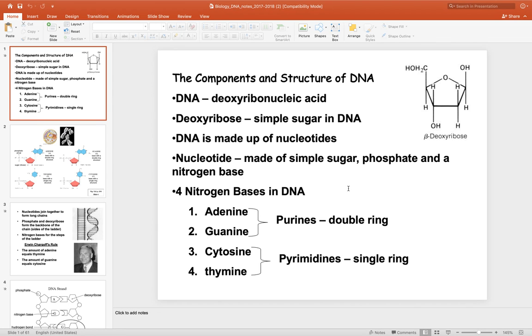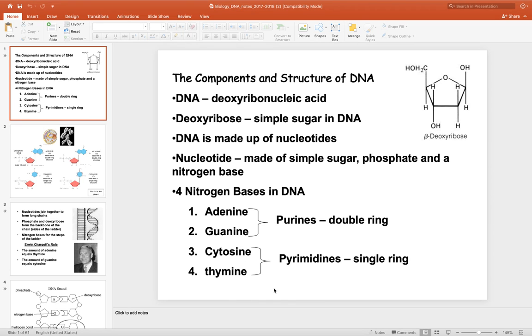In terms of DNA, it stands for deoxyribonucleic acid, and it is made up of nucleotides. A nucleotide is made up of a simple sugar, a phosphate group, and a nitrogen base. There are 4 nitrogen bases associated with DNA: adenine, guanine, cytosine, and thymine. Adenine and guanine are our purines. They're double ringed. An easy way to remember that is that there are 2 N's in each one of these words, whereas there's only 1 N in cytosine and thymine.